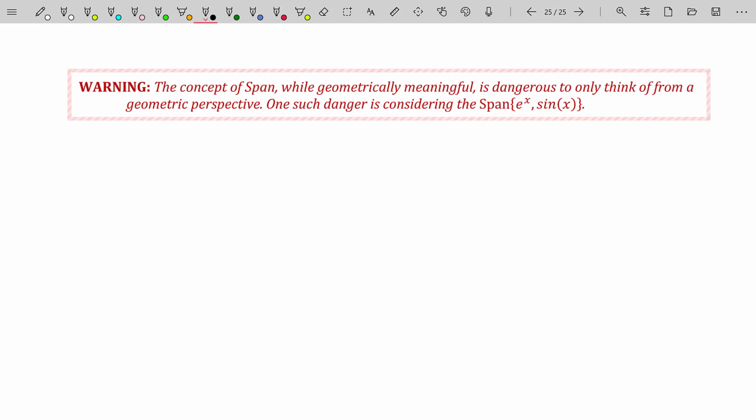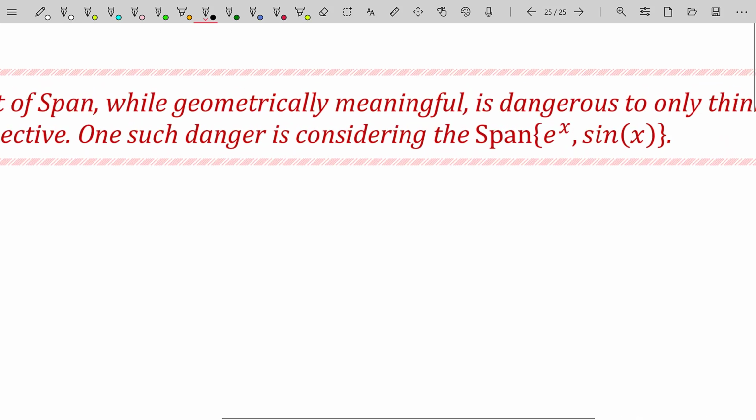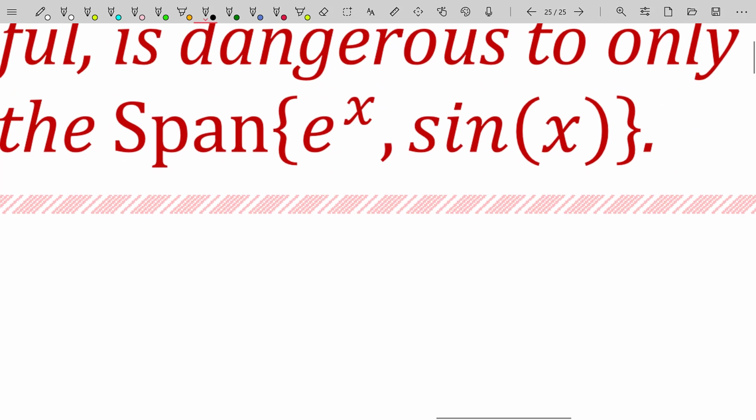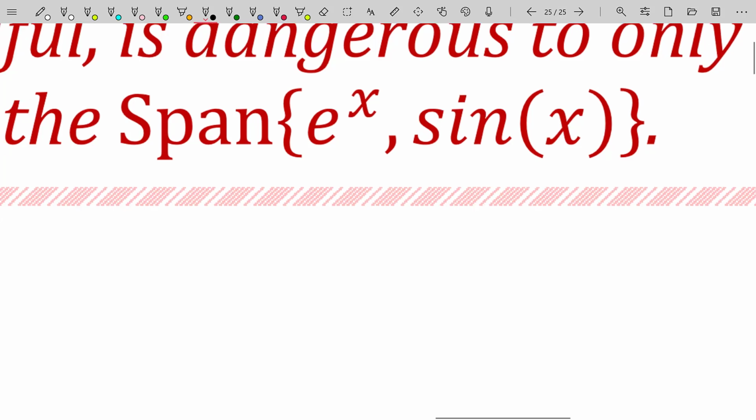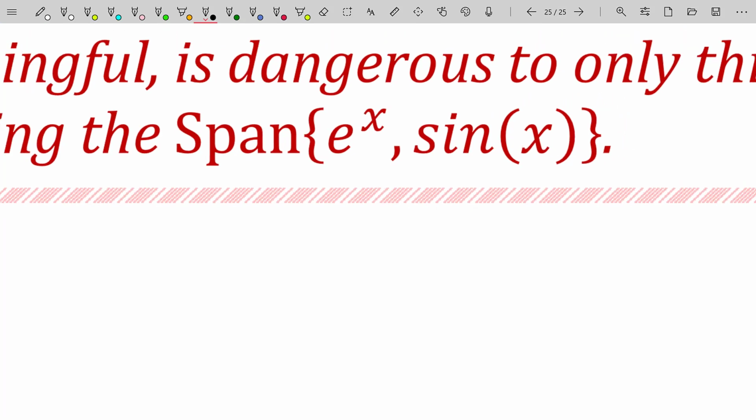Now, as a final note, before we leave this video, and actually before we leave this entire section, I want to talk about this little bit right here. The concept of span, while geometrically meaningful, is dangerous to only think of from a geometric perspective. One such danger is when you start considering the span of functions. It's very hard to even begin to understand geometrically what this means, but we will use stuff like this in linear algebra. All you need to know is what the actual definition of the span is.